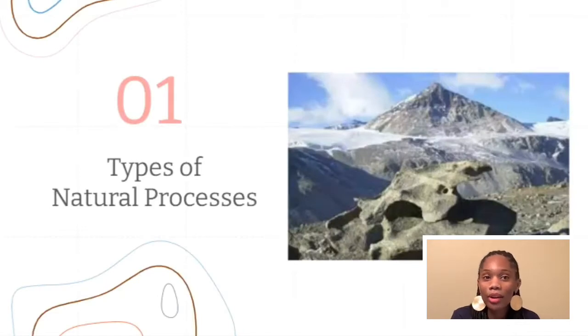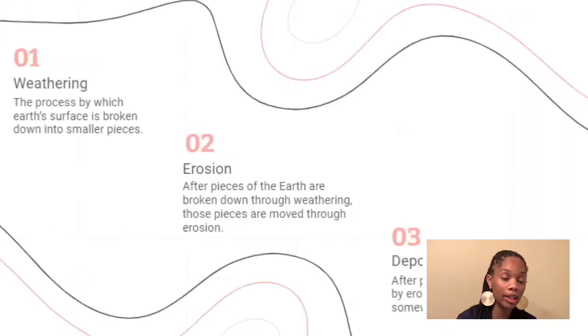All right, so let's go ahead and talk about types of natural processes. We're going to talk about three of them. The first one is weathering. Weathering is the process where Earth's surface is broken down into smaller pieces. After weathering, we have erosion. After Earth's surface is broken down into smaller pieces, those pieces are moved somewhere. The process of it being moved is called erosion.